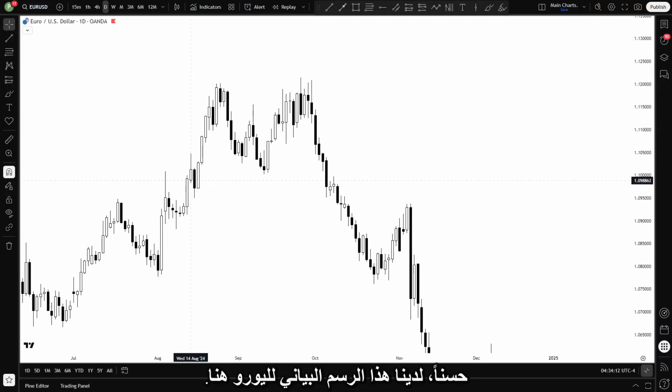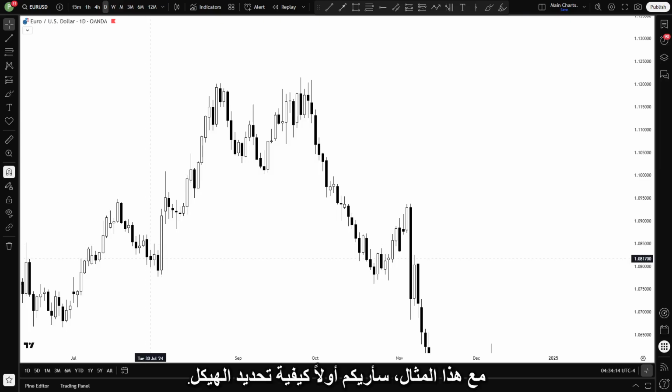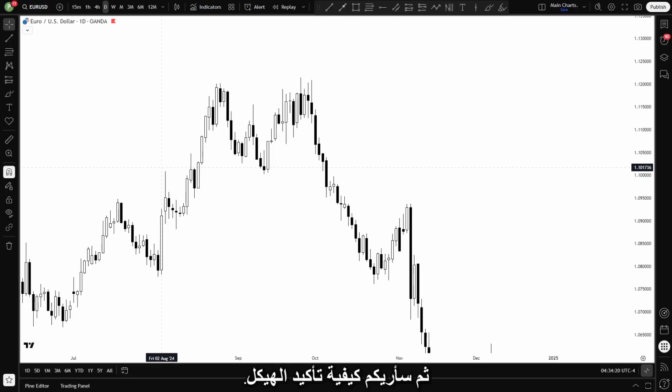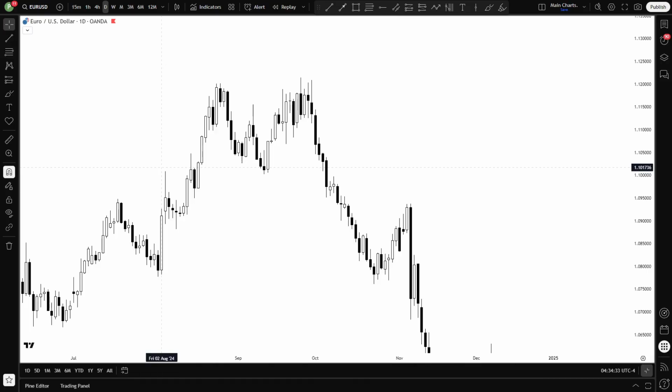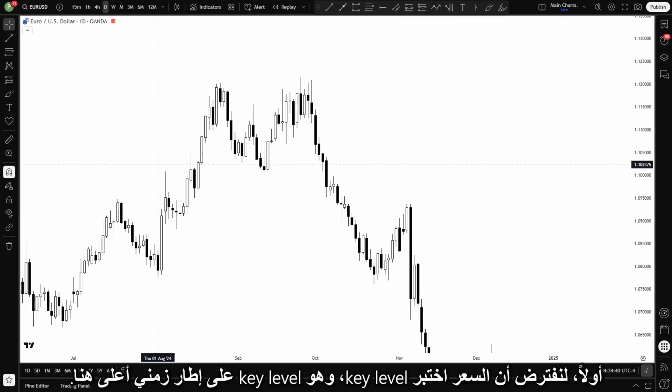Okay, so we've got this EU chart right here. With this example, I'm going to show you, first of all, how to define structure, and then I'll show you how to confirm a structure, and I'll also show you how to differentiate between a valid structure and an invalid structure, right? That's what I'm going to show you with this example right here.